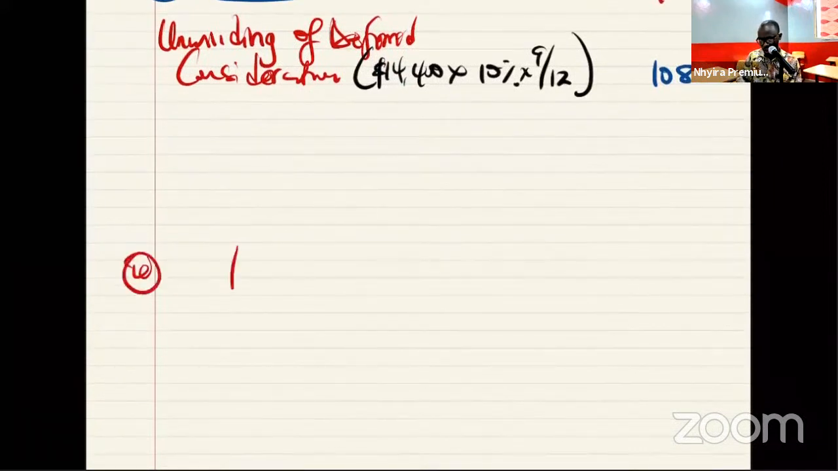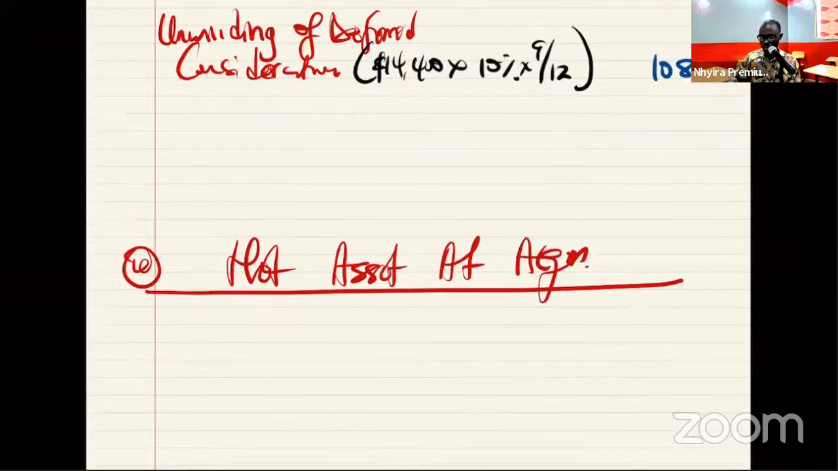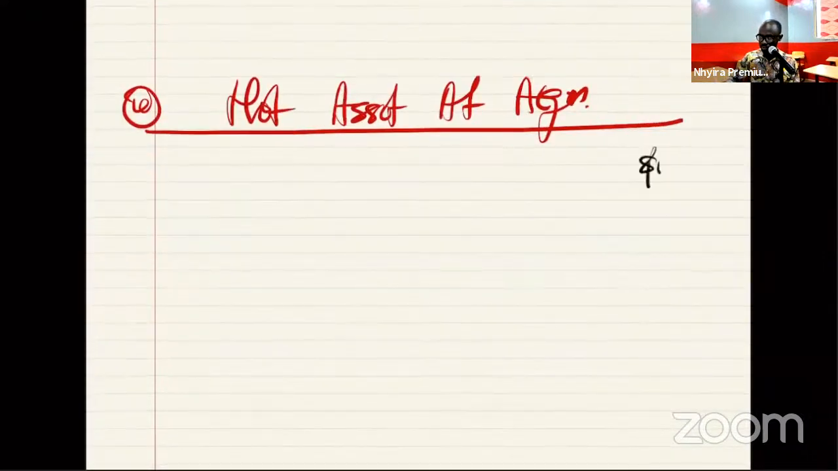So four, let's bring the net assets at acquisition. Remember, we only need the net assets at acquisition because we are preparing the profit or loss. Now, you could do this on the face of the goodwill, okay? You could do it there, no problem.